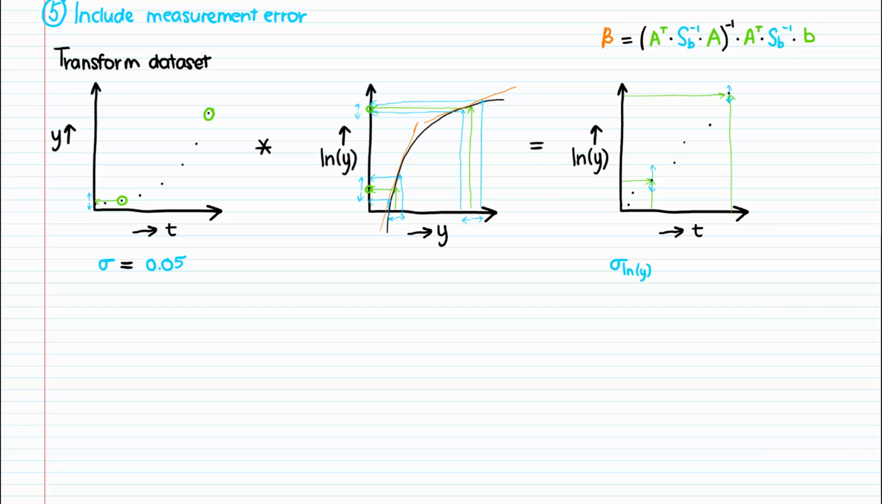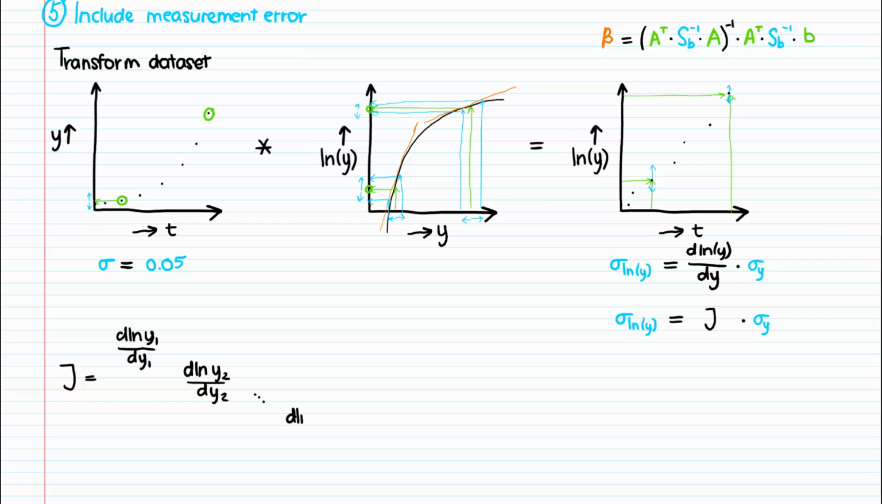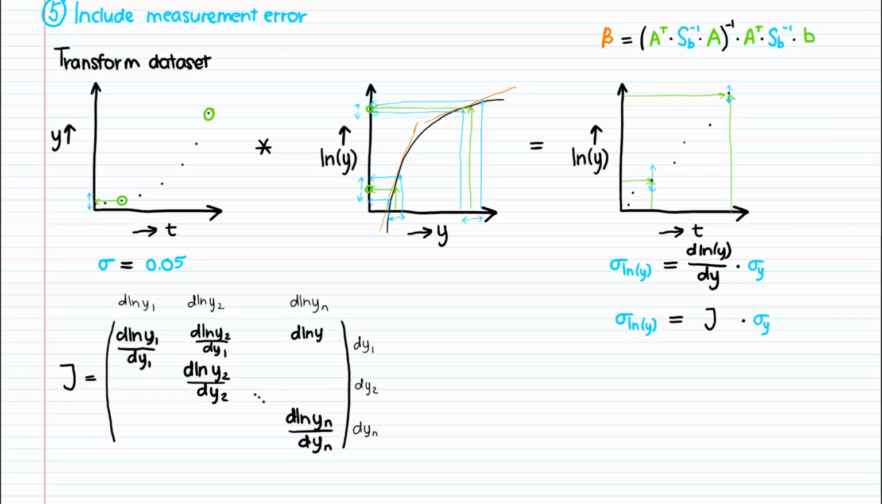Thus, we can find the error in the logarithm of y by multiplying the standard deviation of y by the derivative of ln(y) to y, also called the Jacobian matrix. The diagonal of the matrix consists of the derivatives in each data point. Thus, the derivatives of ln(y1) to y1, ln(y2) to y2, until ln(yn) to yn. And the other elements of the matrix can be filled in as well.